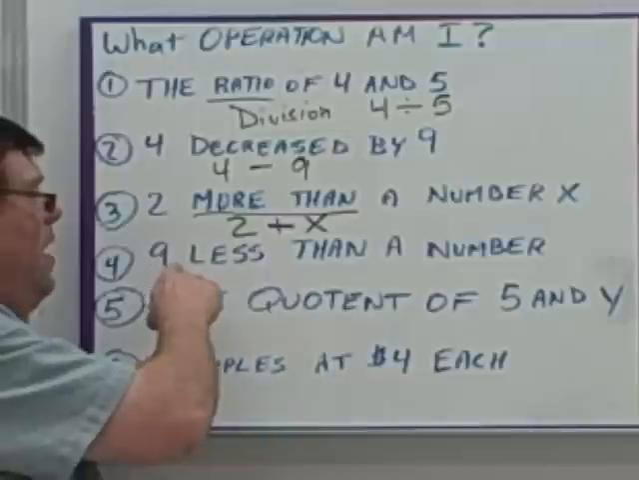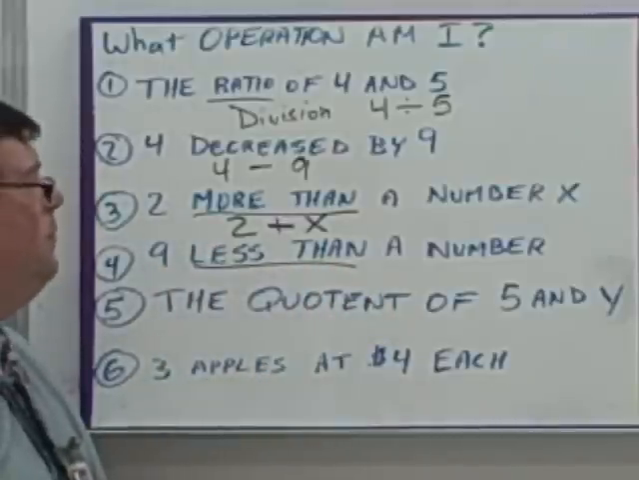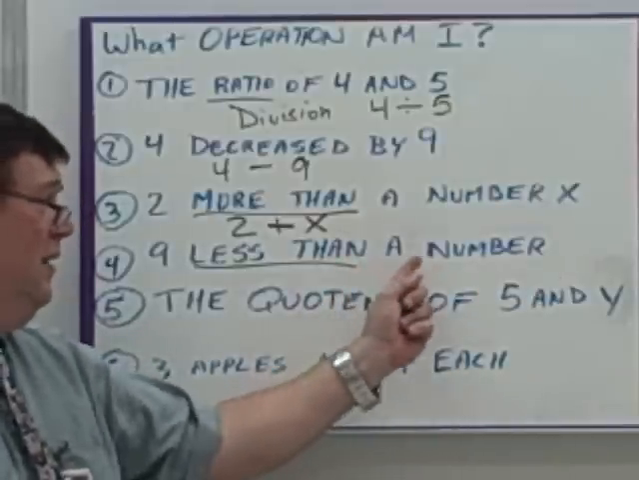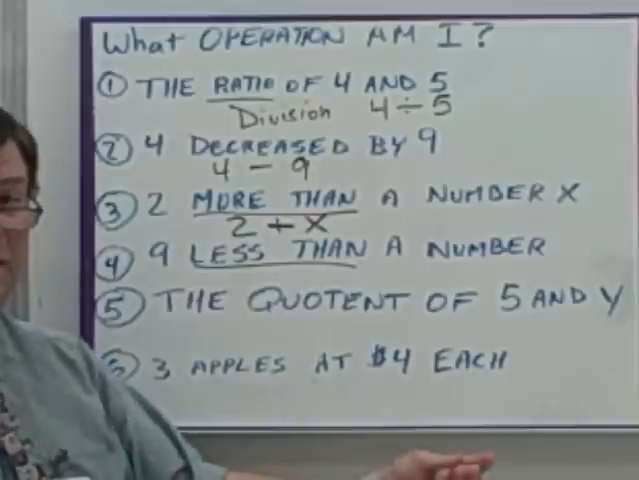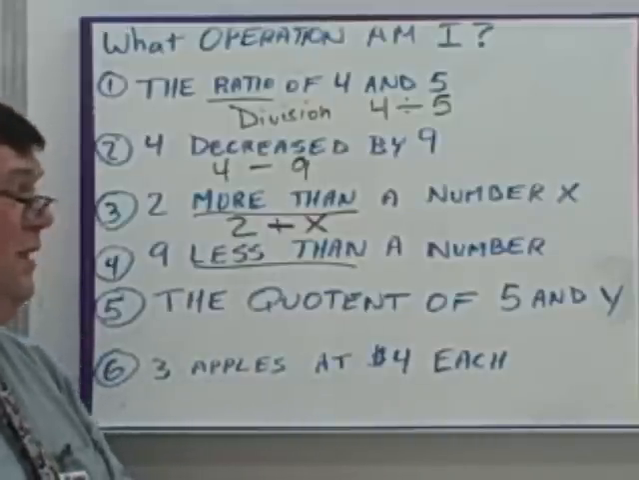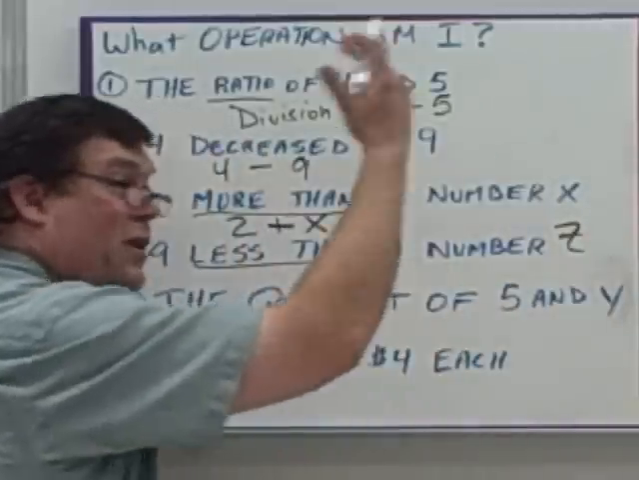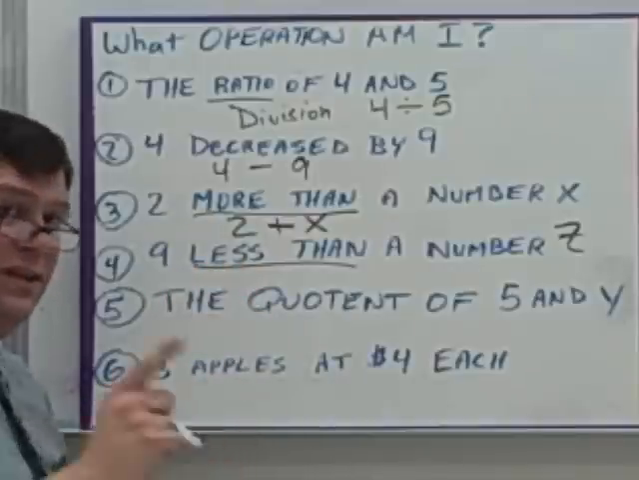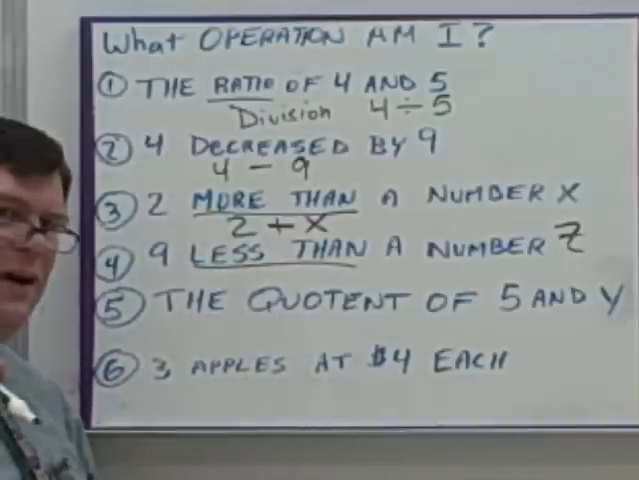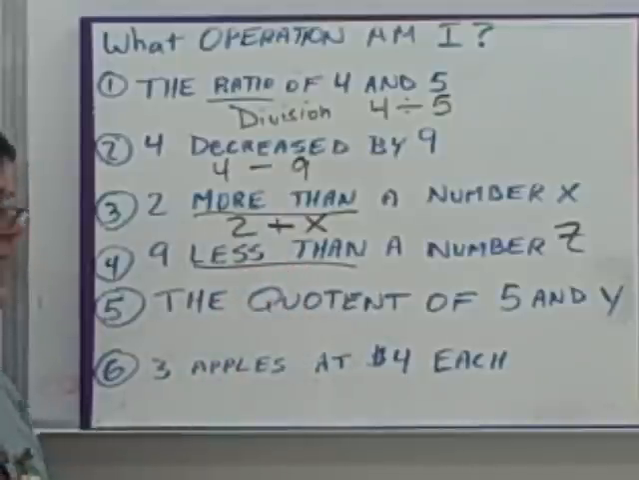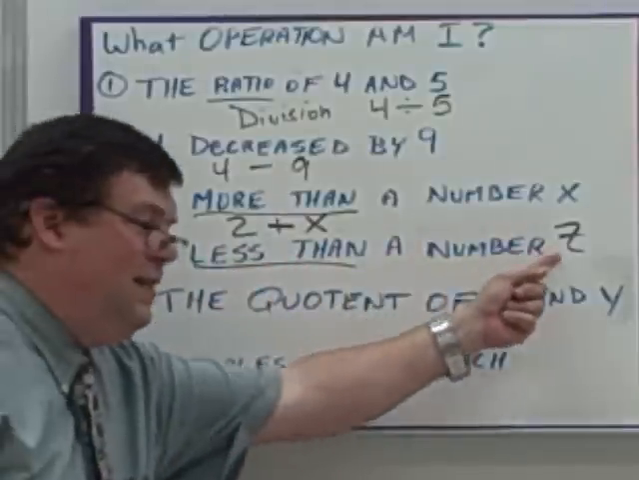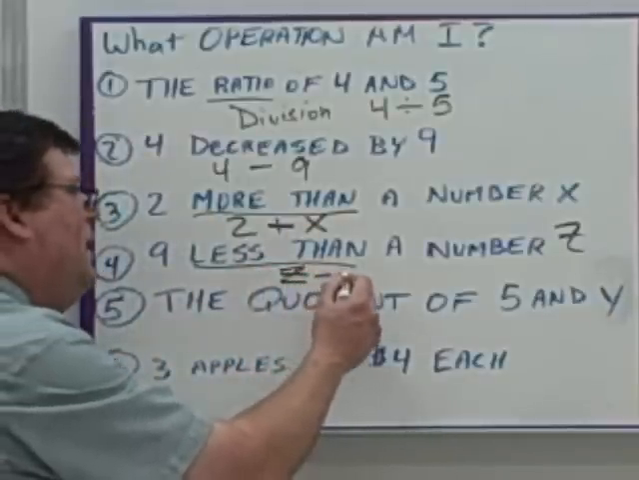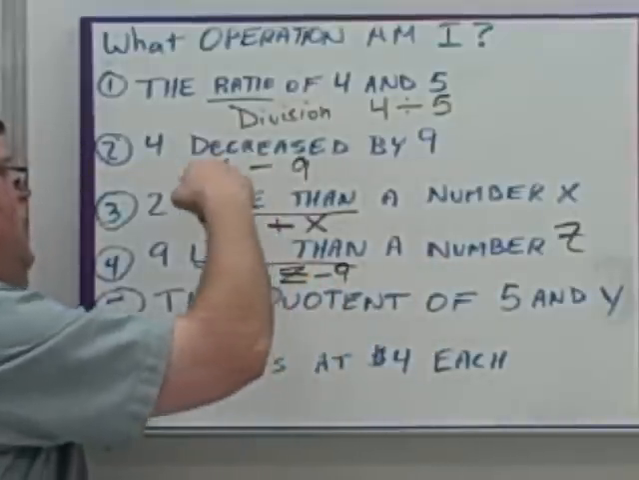Now, here we have 9 less than a number. Notice how I didn't say a number x or number y. It doesn't have to. If it just says less than a number, you get to choose the variable. So let's say z. So we're going to call it z. The other thing here is the less than, which is an indication of subtraction. But there's a very important thing to note here. When you have less than, it's not going to be 9 minus z. It's going to be flip-flopped. It's going to be z minus 9. The second one minus the first one.